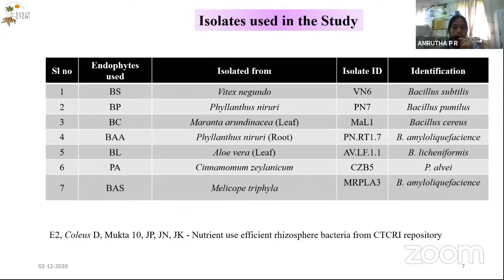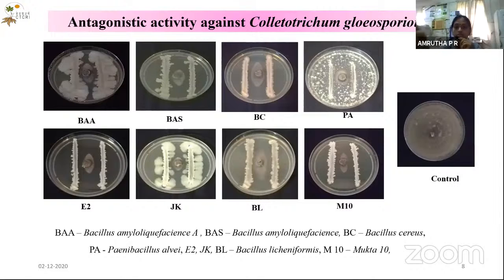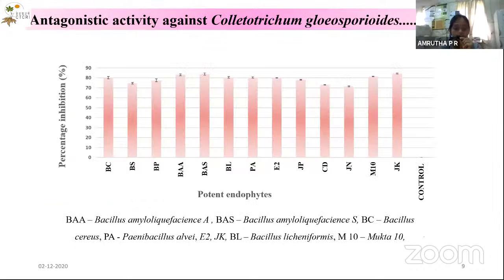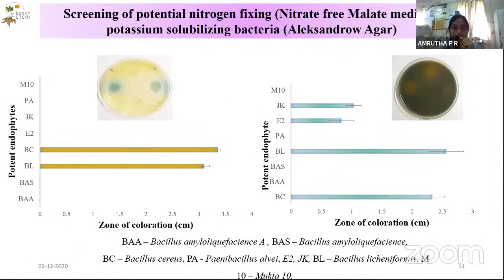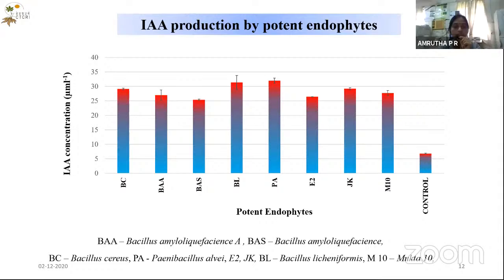Coming to the rhizospheric bacteria, E2, Coleus T, and Mukta 10 were also used for the study. These are the antagonists that we have used and these are the results of antagonistic activity. We can see that BAS, BAA and BC, JKBL showed good results. In phosphate solubilization, BL and BAA showed good results. Among nitrogen fixers and potassium solubilizing bacteria, BC and BL showed good results. For IAA production, Paenibacillus alvei and Bacillus licheniformis showed good results.